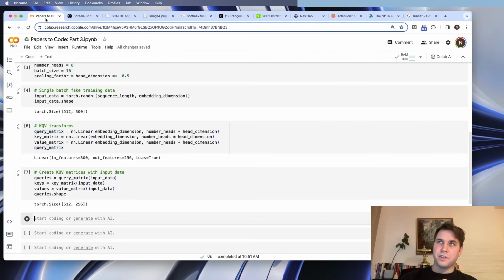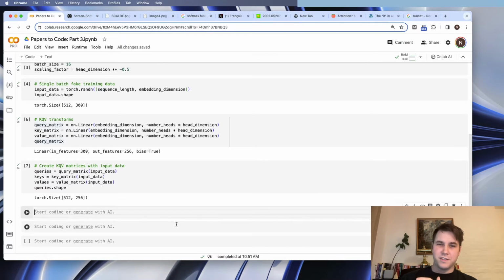Now, I don't really think that analogy is great. I think it's kind of confusing. It's a very loose analogy. So I don't like to over rely on these terms. I don't think they lead to a good understanding.